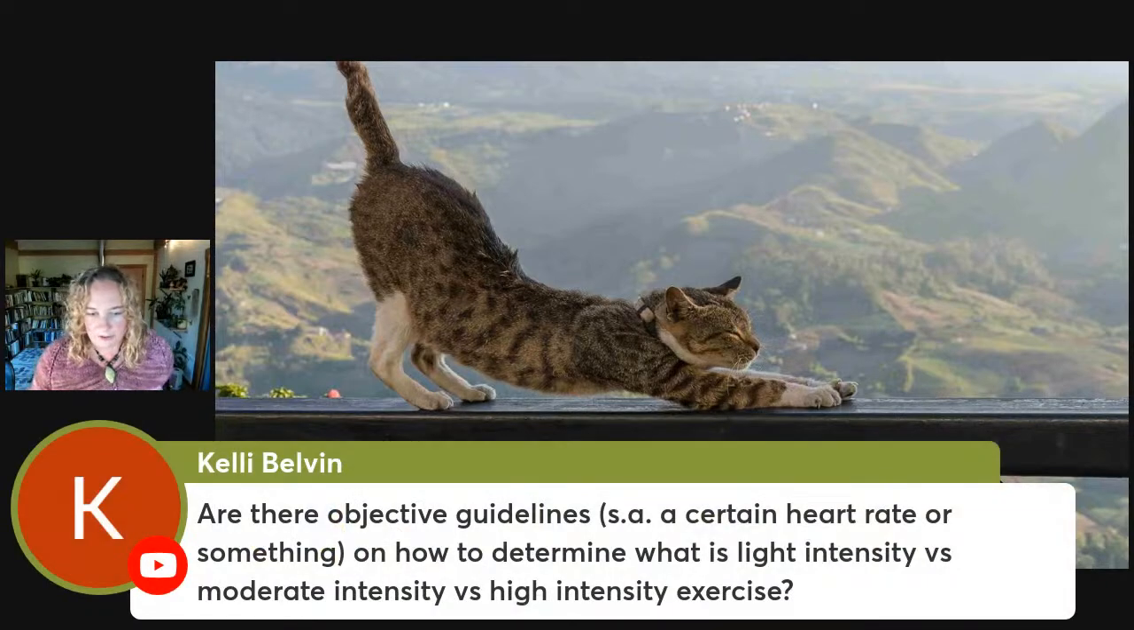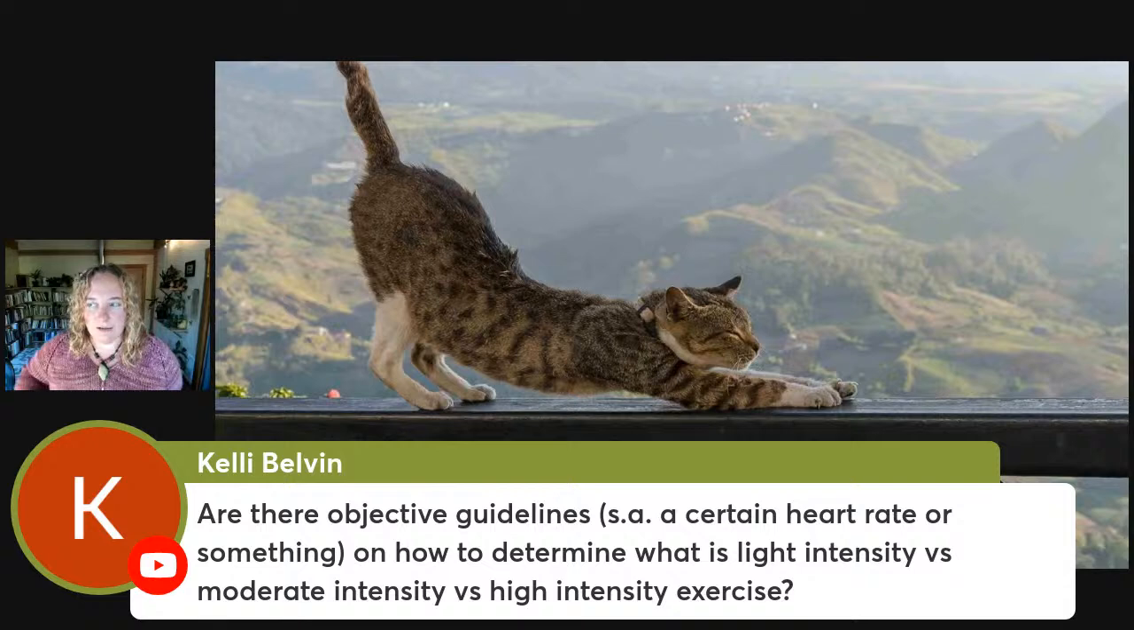All right, this is a great question, Kelly. Are there objective guidelines, say a certain heart rate or something, on how to determine what is light intensity versus moderate intensity versus high intensity? And yes, there are very specific guidelines that I do not know off the top of my head. That's what your fitness tracker is looking for. When you have a fitness tracker, it'll tell you if you're doing light, moderate, or intense because it's looking at your heart rate specifically.